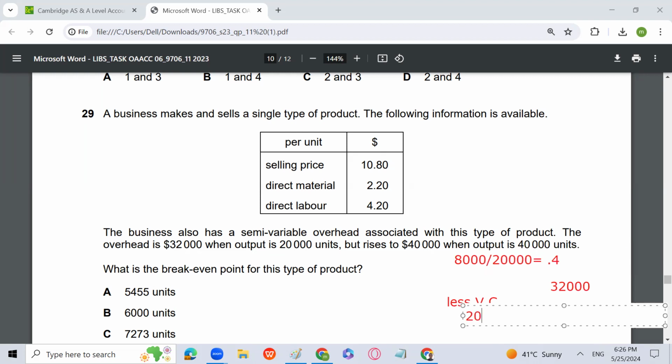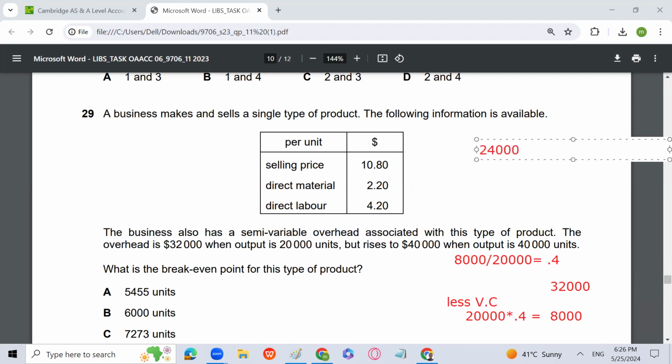So variable cost will be 20,000 multiplied by 0.4. So how much will it be? 8,000. So total cost 32,000 minus 8,000, so 24,000 will be your fixed cost. Divided by contribution per unit of 4.4, you will get the break-even point in units. That is 5,455. So A is the answer. 5,455 will be the answer for the break-even point.